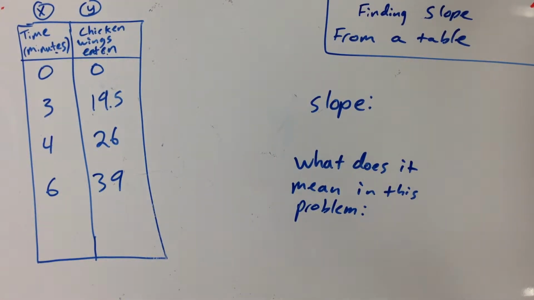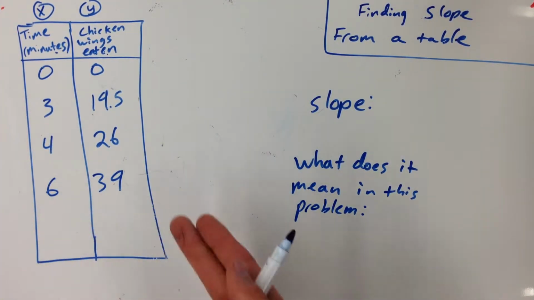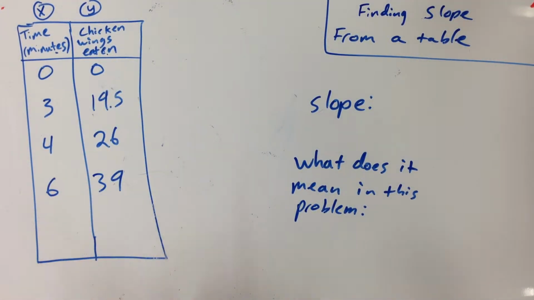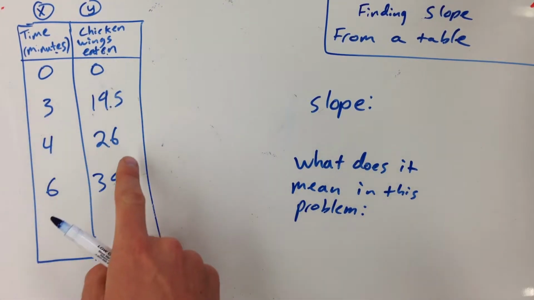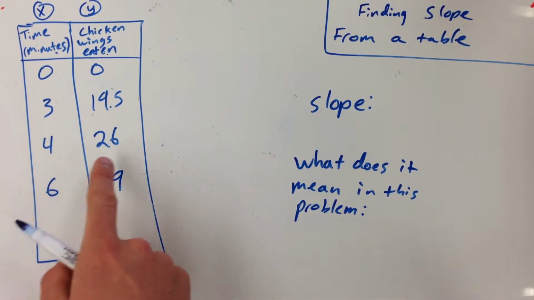So in this problem, we're trying to find slope from a table. We've got this contest going on. Looks like we're going to be eating chicken wings, and it's a little timed event. So this person at 0 minutes had 0 chicken wings eaten, at 3, 19 and a half, at 4 and 26, and so on.